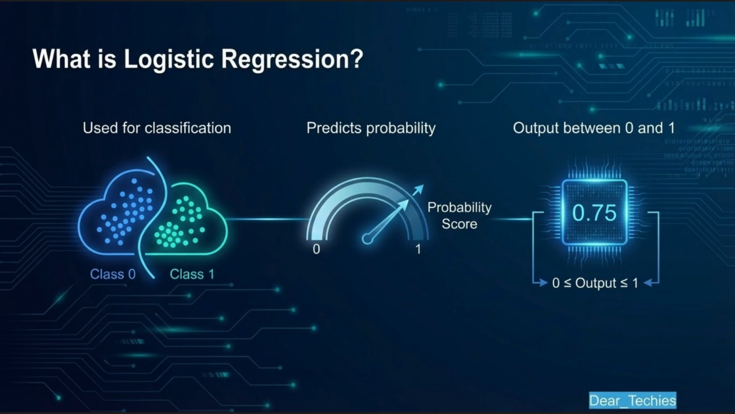Logistic regression is a machine learning algorithm used for classification tasks. Instead of predicting a number, it predicts a probability. The output is always between 0 and 1. Based on this probability, we decide the class. For example, if the probability is above 0.5, we classify it as yes, otherwise, no.